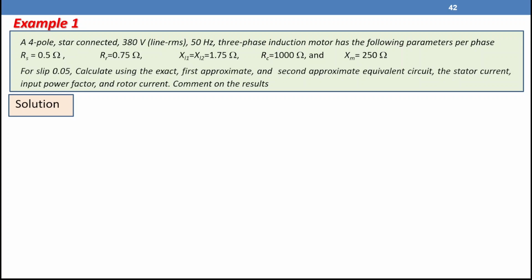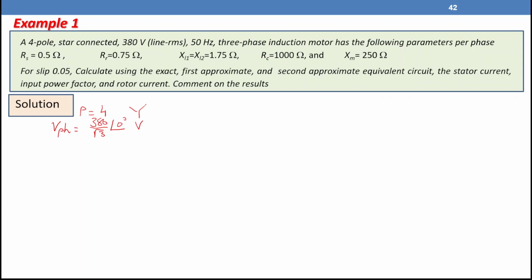For a slip of 0.05 or 5%, we need to calculate, using the exact, first approximate and second approximate equivalent circuits, the stator current, input power factor, and rotor current. And we need to comment on the results. Given this problem, the number of poles P equals 4 and the frequency is 50 Hz, if we need to calculate the synchronous speed. The supply voltage is 380 volt line RMS and the machine is star connected, so V phase should be 380 over root 3, and we choose that one with angle 0 volt.